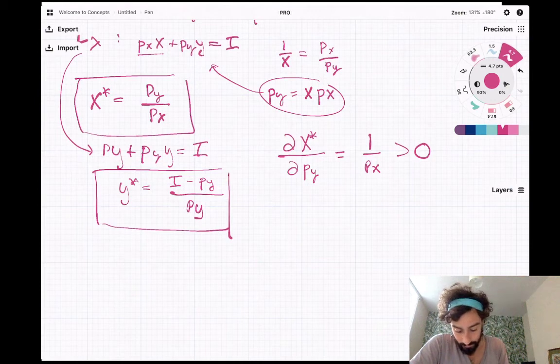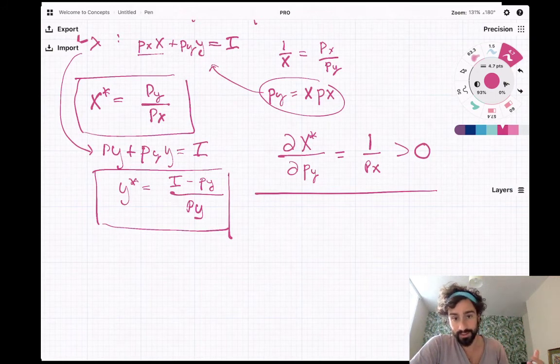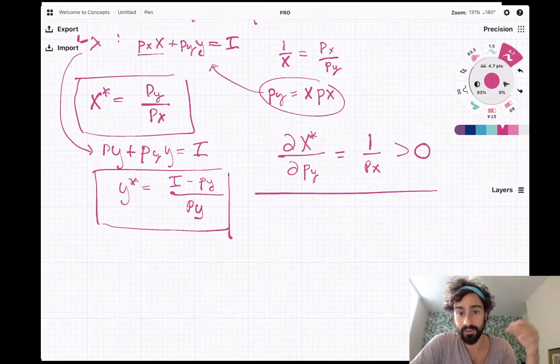And what does this say, right? This says that when the price of py increases, I want to buy more x star.